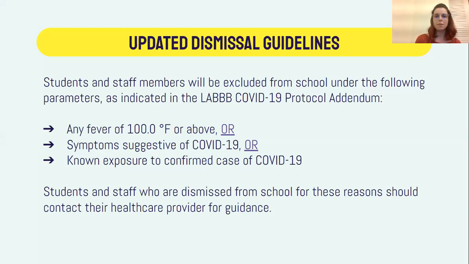So we have a number of updated guidelines for school, including dismissal and return to school. Students and staff members will be excluded from school under the following parameters as indicated by our lab COVID-19 protocol addendum. Any students or staff members with a fever of 100 degrees or above, or who have symptoms suggestive of COVID-19, or who have had a known exposure to a confirmed case of COVID-19 cannot attend school.